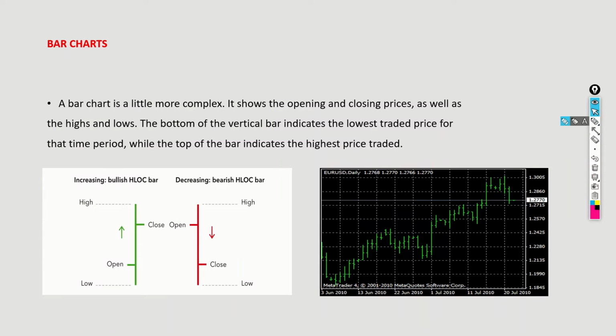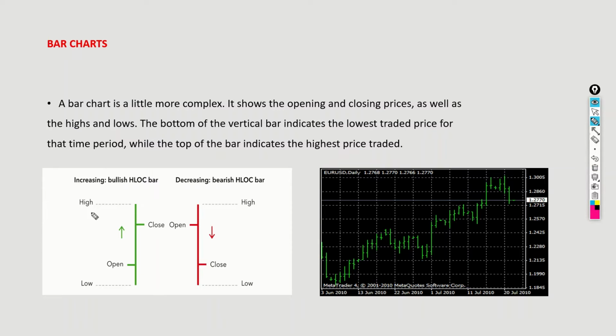So we are now looking at the second type of chart, and that is the bar chart. A bar chart is a little more complex. It shows the opening and closing prices, as well as highs and lows. The bottom of the vertical bar indicates the lowest traded price for the time period, while the top of the bar indicates the highest price traded.